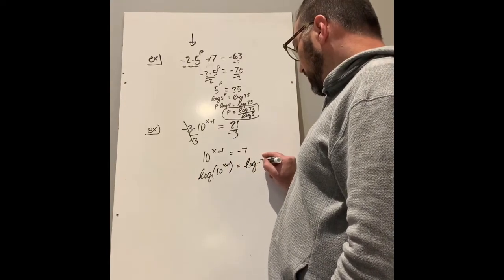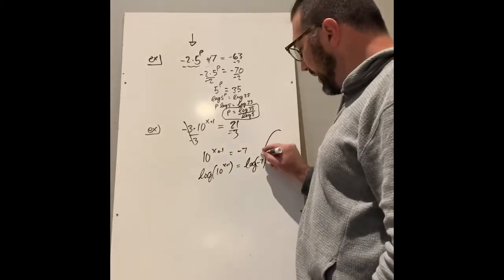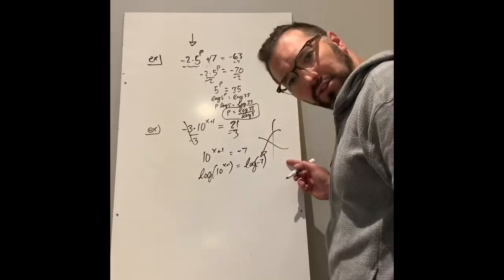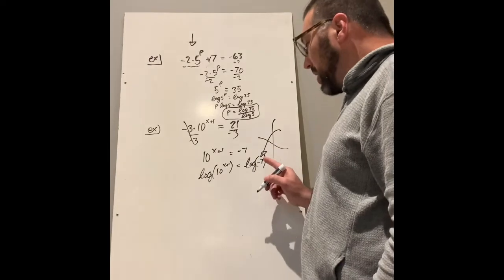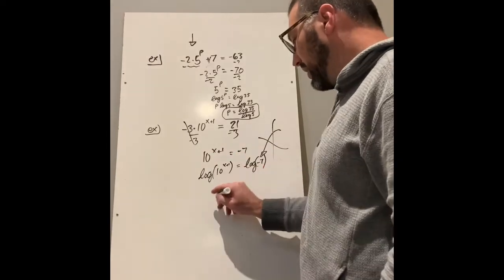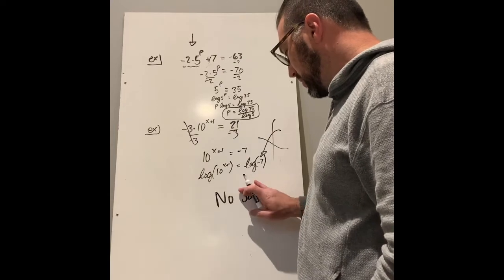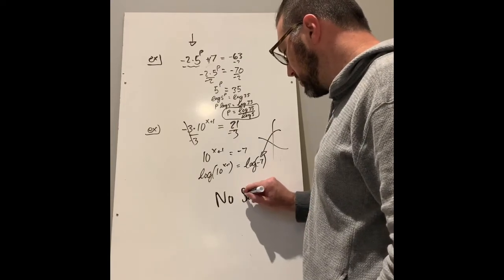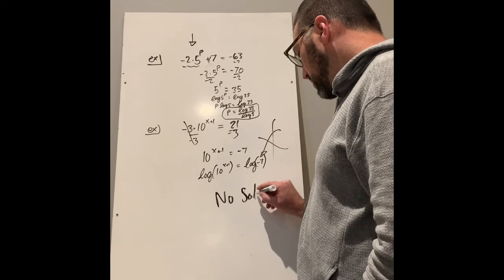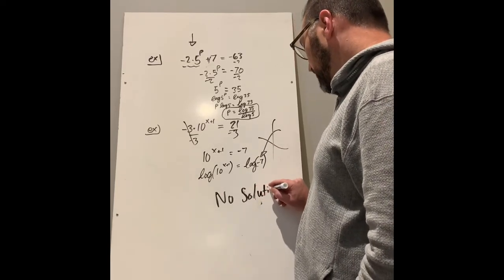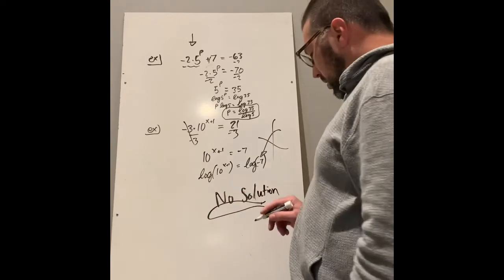then I'll be inputting a negative into a log, which, no, you cannot do that. And so, because that's the case, this is actually no solution, because that's an extraneous solution. You can't input negatives into logs. So, no solution.